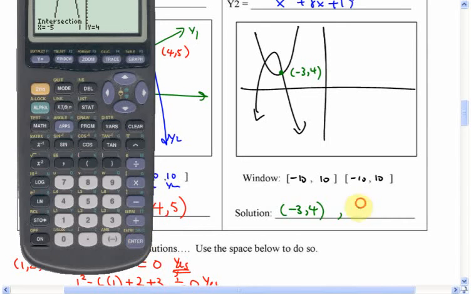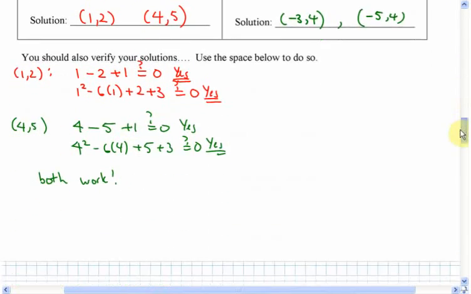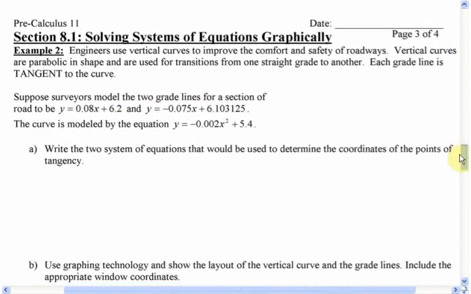So did you get these answers? I hope you did, because if you did, that's what I got too. Okay, I'm not going to check this one, but you should always verify your answers by just plugging things back into the equation. Okay, let's move on.